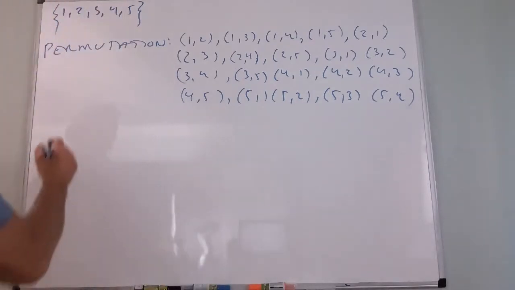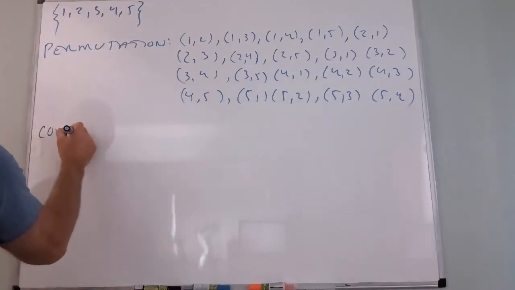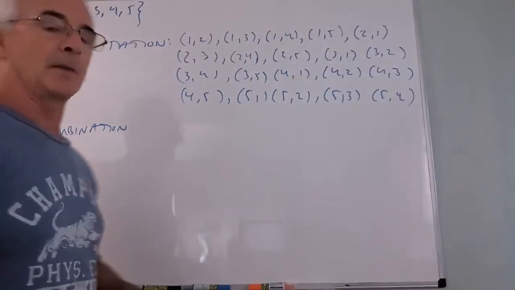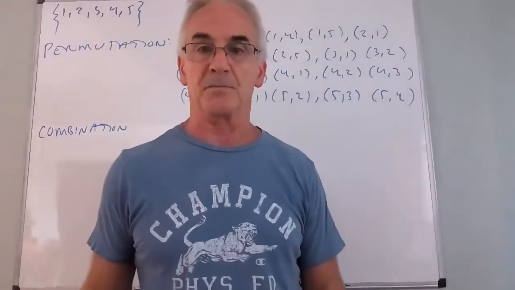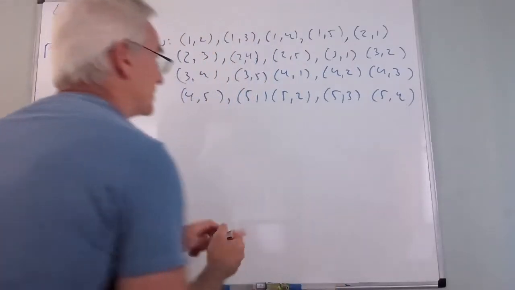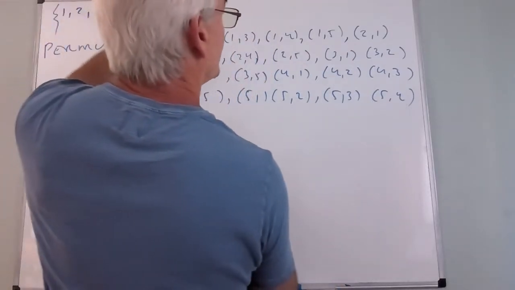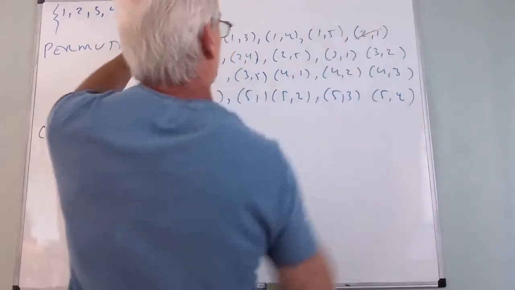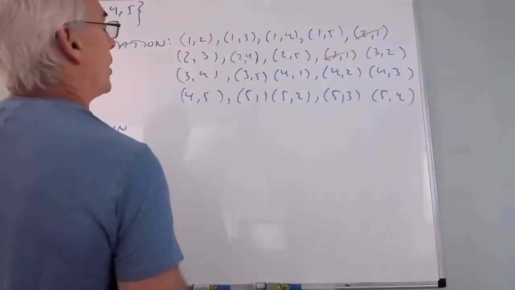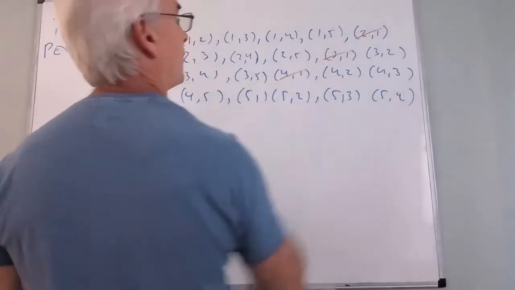Now, what if I want to do a combination? Well, if I do a combination, then I'm just saying I'm picking two of the numbers. It doesn't matter what order I put them in. If I'm doing a combination, then some of these have been double counted. In other words, 1, 2 is the same as 2, 1. Oh, and 1, 3 is the same as 3, 1. 1, 4 is the same as 4, 1.